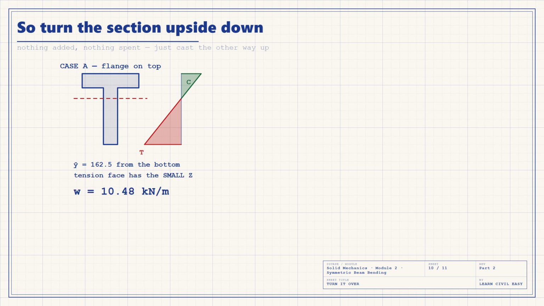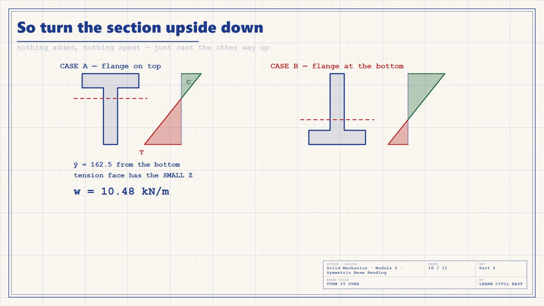Nothing is added, nothing is spent, we simply cast it the other way up. Now the centroid is 87.5 millimeters from the bottom instead of 162.5. I is completely unchanged, 113.54 million, because we only turned it over. And the two section moduli simply swap.